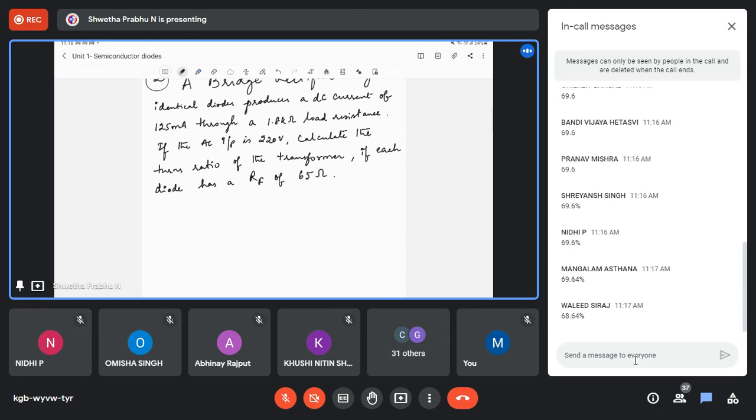Can you try this? They're asking you to calculate the turns ratio. You have all relations with you, at least give a try.